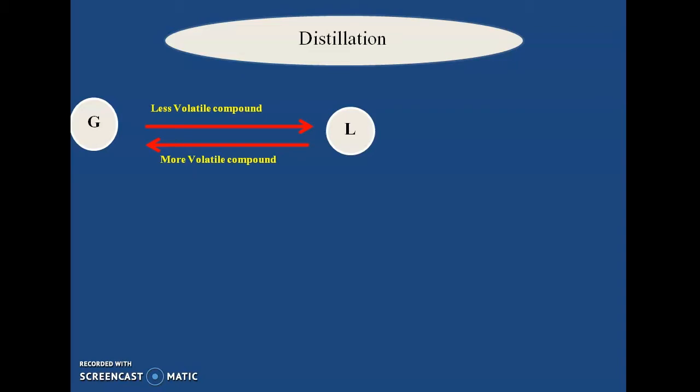Volatility is the tendency of a component to get vaporized. If a component is more volatile, that means by taking little energy, it tends to get vaporized. That's why it has a low boiling point. Whereas a less volatile component requires more energy to get vaporized. That's why it has a high boiling point. In brief, a less volatile component is the component which has a high boiling point. A more volatile compound is a compound which has a low boiling point.